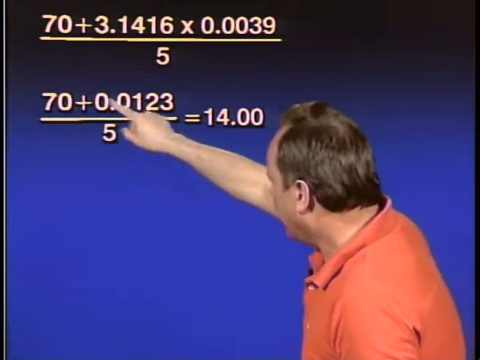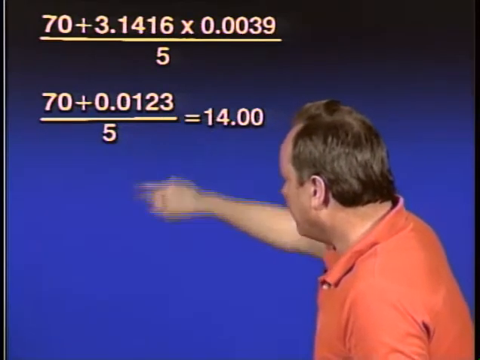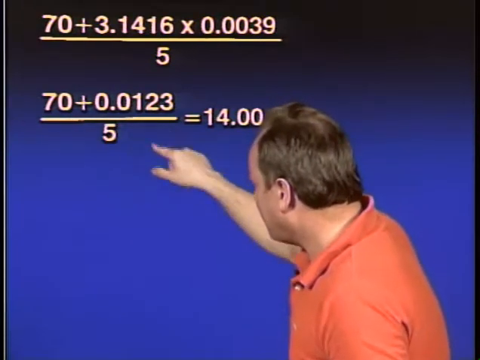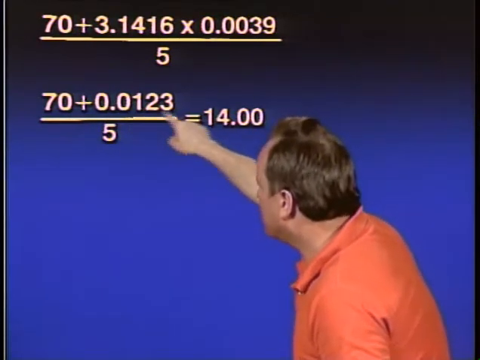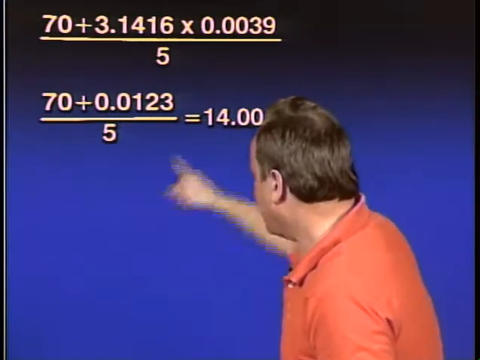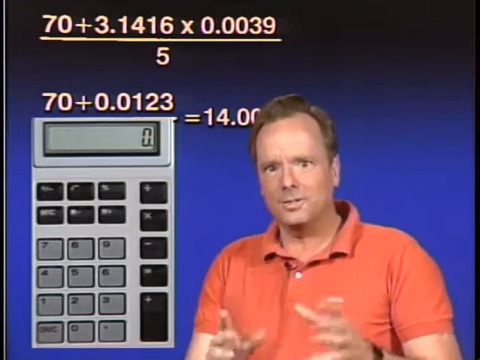It's 70 plus 0.0123 divided by 5. Now, all we have to do, and by the way, let me show you a little trick. 70 divided by 5 is 14, and this is such a small number, by the time it gets divided by 5, it's not going to matter too much. So we know the answer is going to be very close to 14, but let's you and I use the calculator and figure out the exact answer.